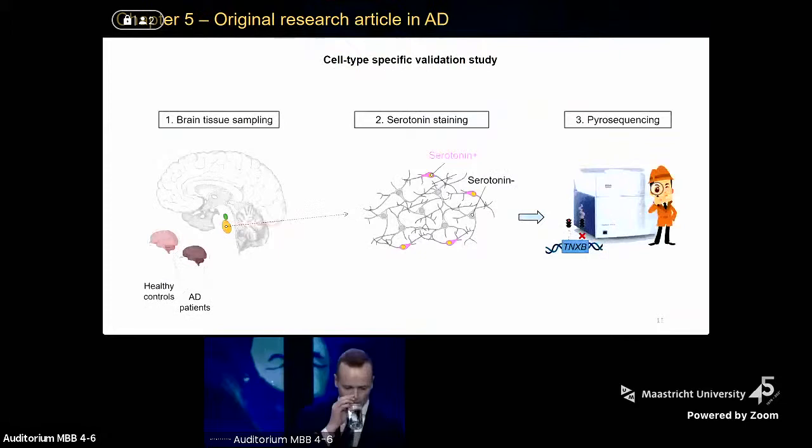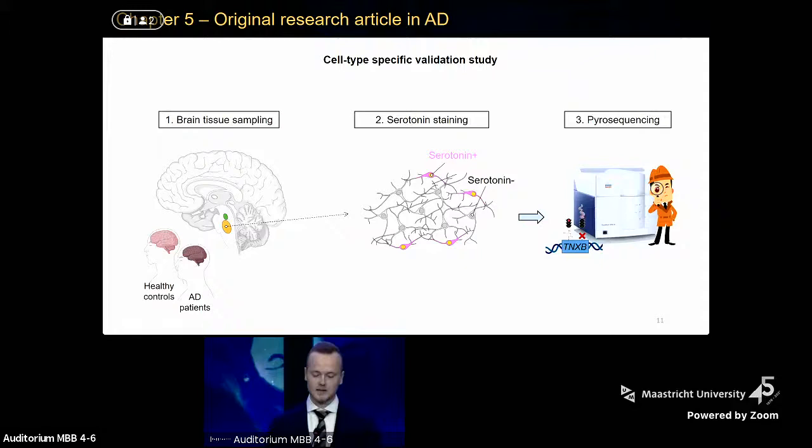In the last part of chapter 5, we therefore conducted another validation study where we looked at individual cell types inside of this dorsal raphe nucleus. For this purpose, a different cohort of healthy controls and patients was used. And tissues were again sampled, but in this case stained for a marker that we call serotonin. And this serotonin is only present in one very specific cell type that is found in this brain structure.